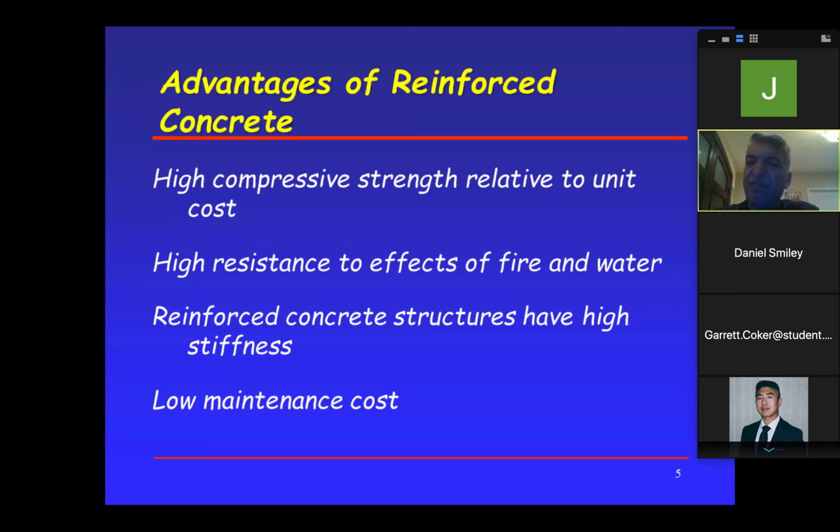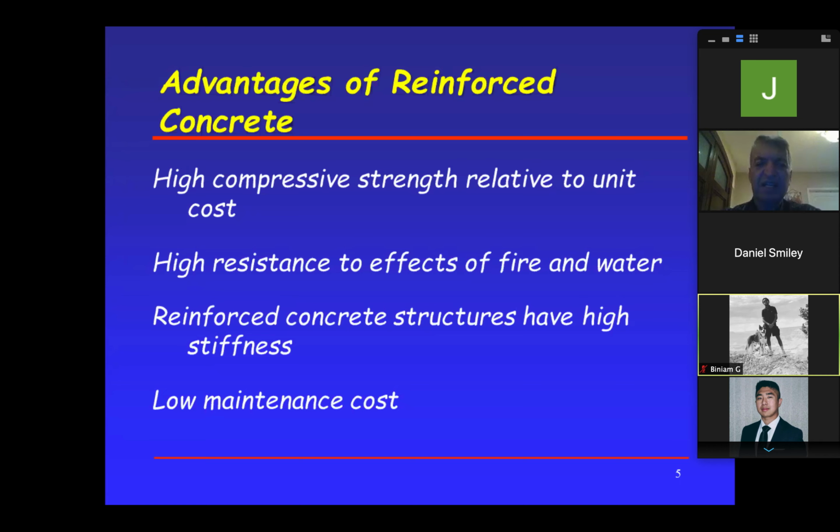Wood structures are very flexible. Visualize a 4 or 5 story wood building and try to shake it up with a machine or something. It's flexible. It's gonna shake. It's gonna flex back and forth. But try to do the same with a concrete building. It's not gonna move. Okay, so it has high stiffness.